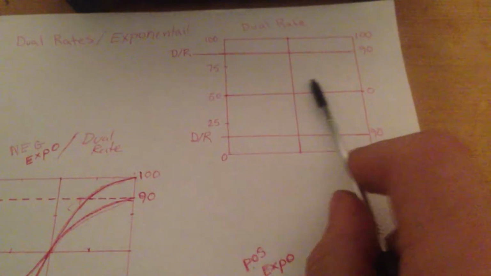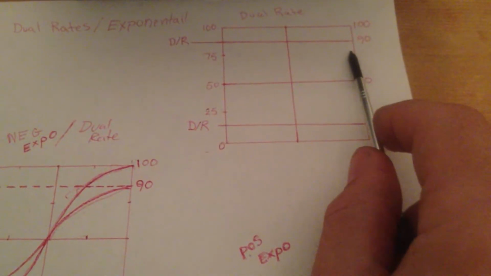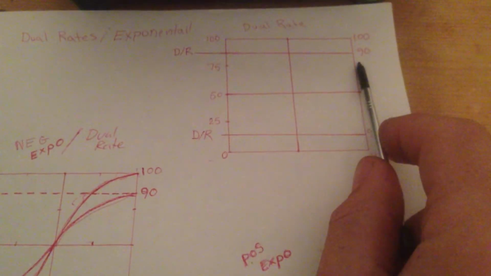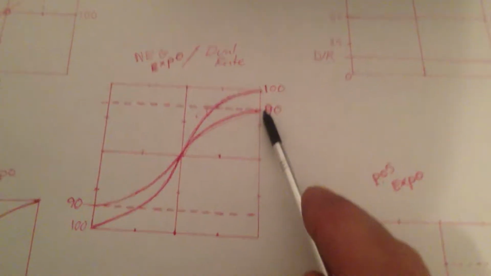So you can keep those high dual rates, right? So you can keep your high servo movement. You can bring it lower if you want, varying on your helicopter and how much pitch it can handle. If you set your dual rates up.